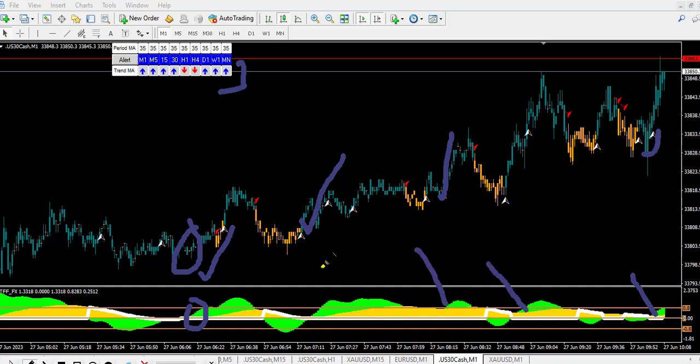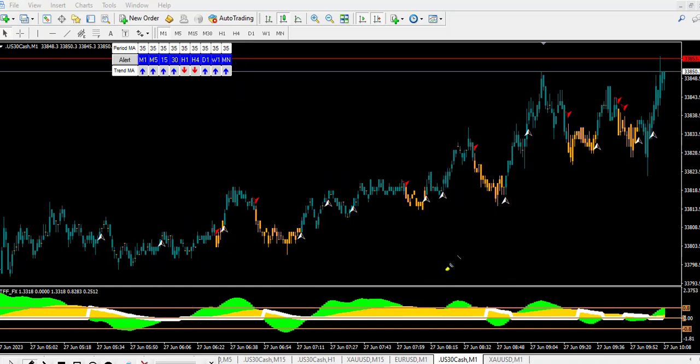This is to scalp and to get quick pips out of the market. You are looking for 5 to 10 pips from this particular trade or strategy. Let's check another pair and see how it works out. Now let's check gold.